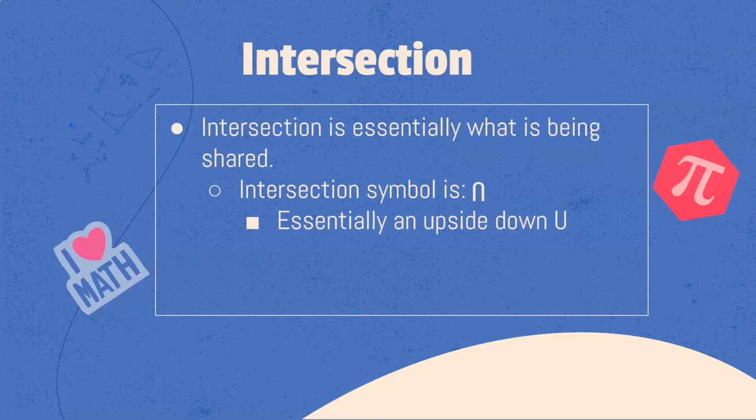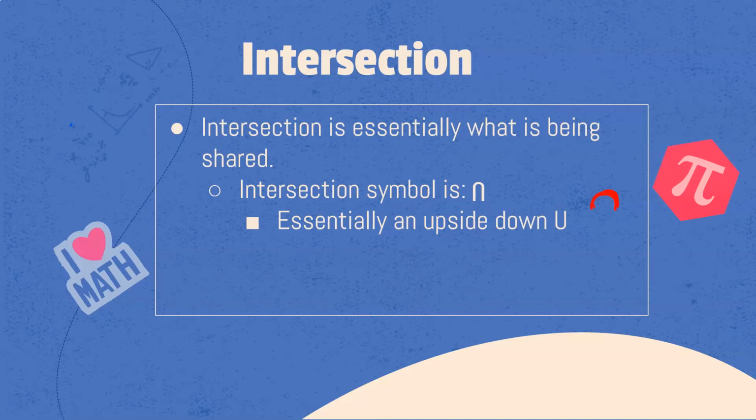So now we've gone through the background, and now we're actually going to start with union and intersection. We're going to start off with intersection. I like to think of intersection as what is being shared. That will make more sense when I do the example on the next page. But the intersection symbol is just an upside down U. So this is the intersection symbol. That's pretty much all there is to intersection, and it'll make more sense once I do the example on the next page.